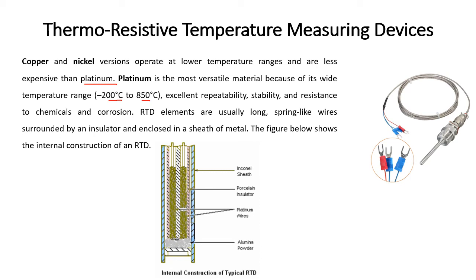RTD elements are usually long, spring-like wires surrounded by an insulator and enclosed in a sheath of metal. You can see this figure. So this is the inconel sheath, and these are the porcelain insulators this side. Then you have these platinum wires, and there is a base which is filled with alumina powder. This is how an internal construction, if you open this, you will see like this inside the typical RTD.